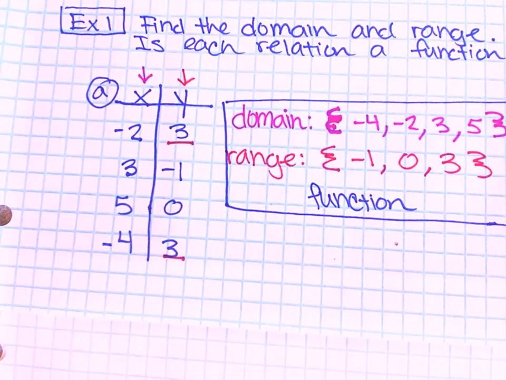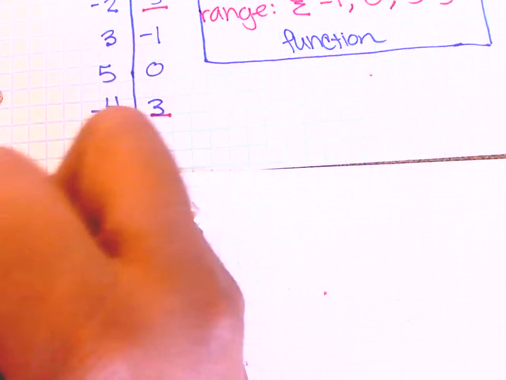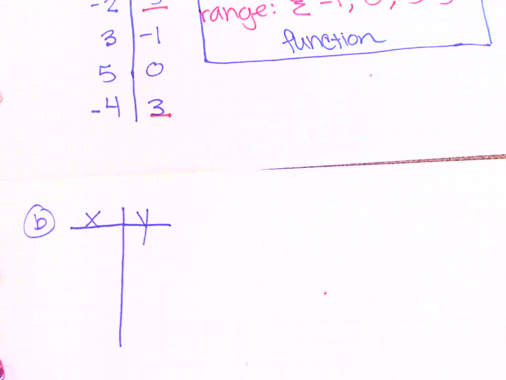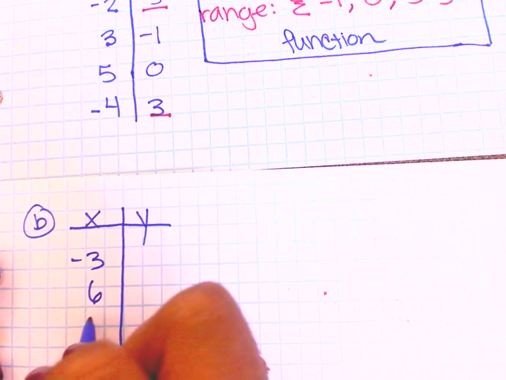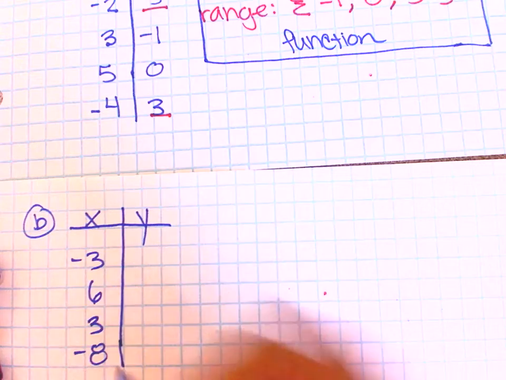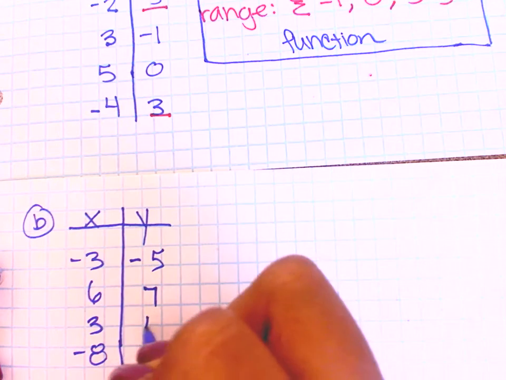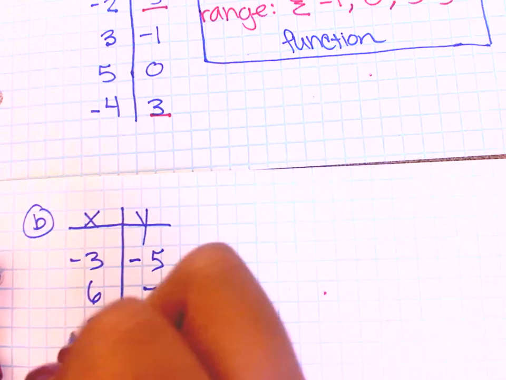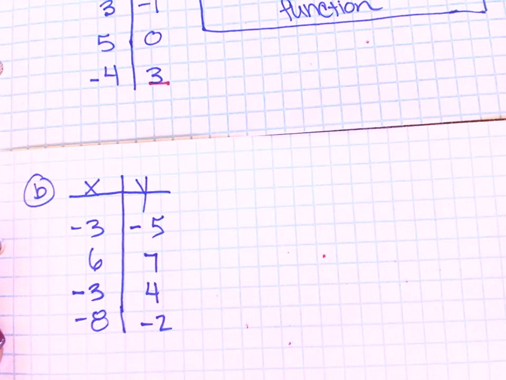Okay, let's try the letter B. One more like this. So, same directions. They give you an X, and they give you a Y. I have in my X's -3, 6, 3, and -8. And in my Y's I have -5, 7, 4, and -2. Sorry, and this is a -3. There's 2 -3s in the X.